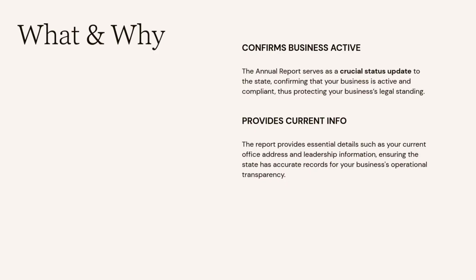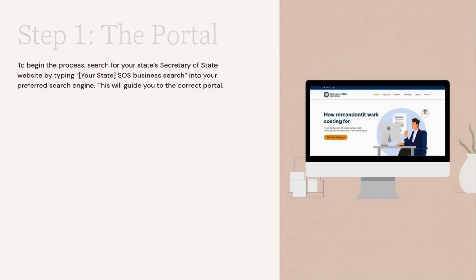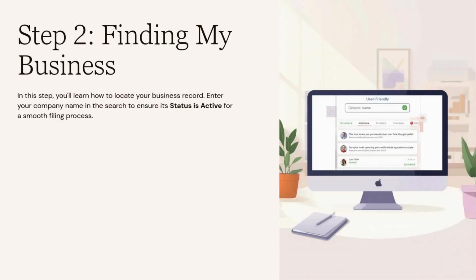So for this reason, you should file your annual reports during April. Okay, how to do it? Firstly, you should find your state portal, go to your state's SOS website, and search for your state's Secretary of State. Next, when you find it, log in to your state SOS website, or if you don't have any login or account, you should create a new one.